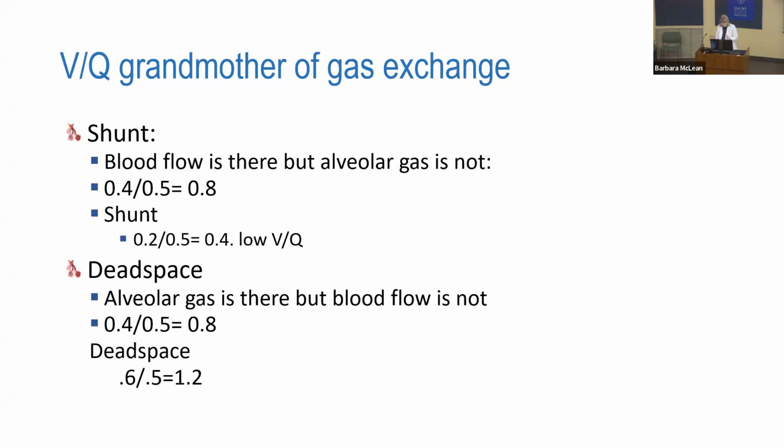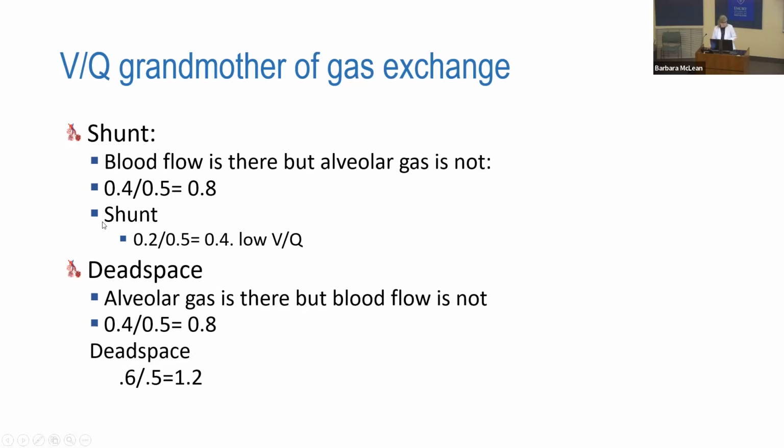Okay, so that's really important when we talk about VQ, because there will be a question about VQ. Low VQ means that you are not ventilated well enough. You have normal perfusion, but you're not ventilated well enough. Low VQ says ventilation is low. High VQ says ventilation is higher than perfusion.